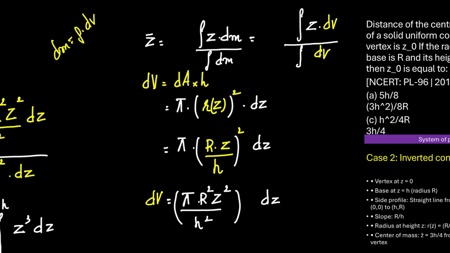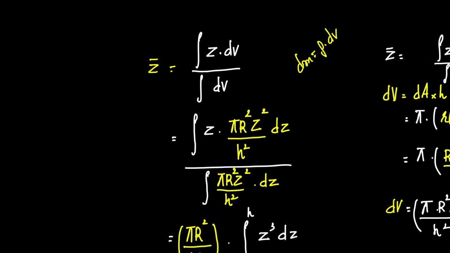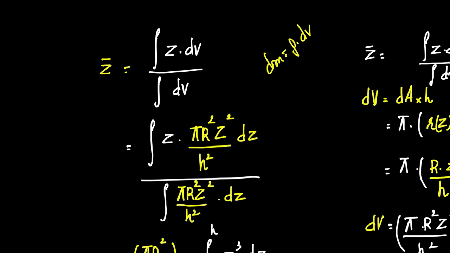Okay, so coming back to this. Now r of z can be plugged in with r into z by h. So it becomes pi r square z square by h square into dz. What is this? Equal to dv. So we have this dv now, and therefore z bar can be calculated. Now it's just simple integration. So what is z bar? Integral z dv by integral dv. dv is pi r square z square by h square into dz.